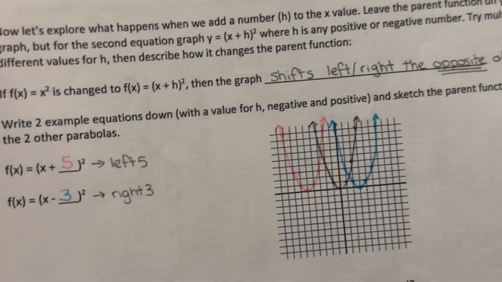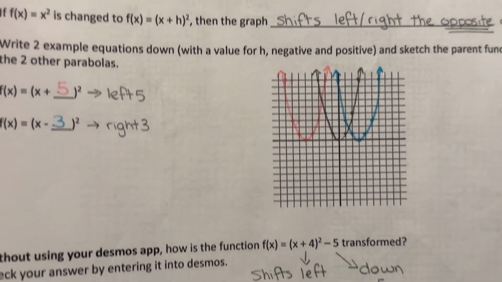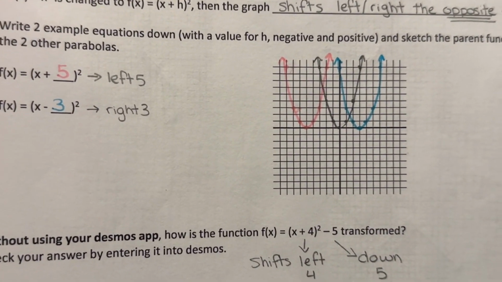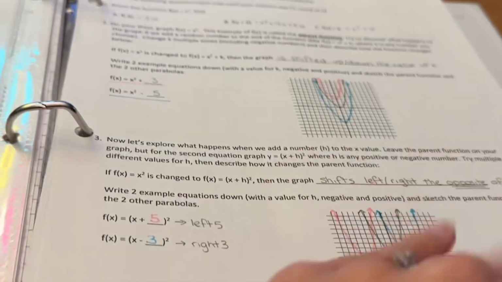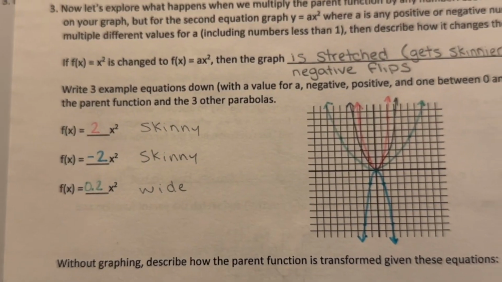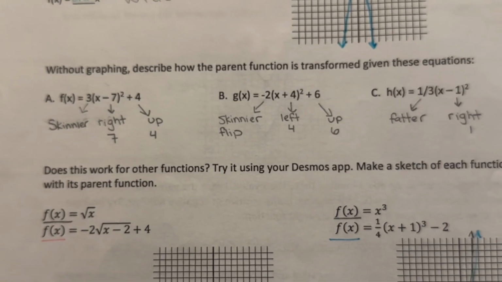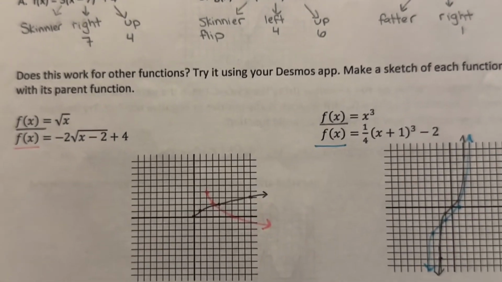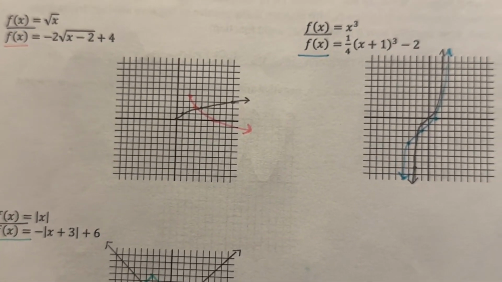And then we're talking about what happens when it's inside the parentheses, shifting left and right, and then have them look at it without it, what would happen. And then on the back, we are going to look at some of our other functions, so our stretching and our skinnies, and just kind of quickly describe what happens, and then look at a couple other graphs. So that's what they're going to do.